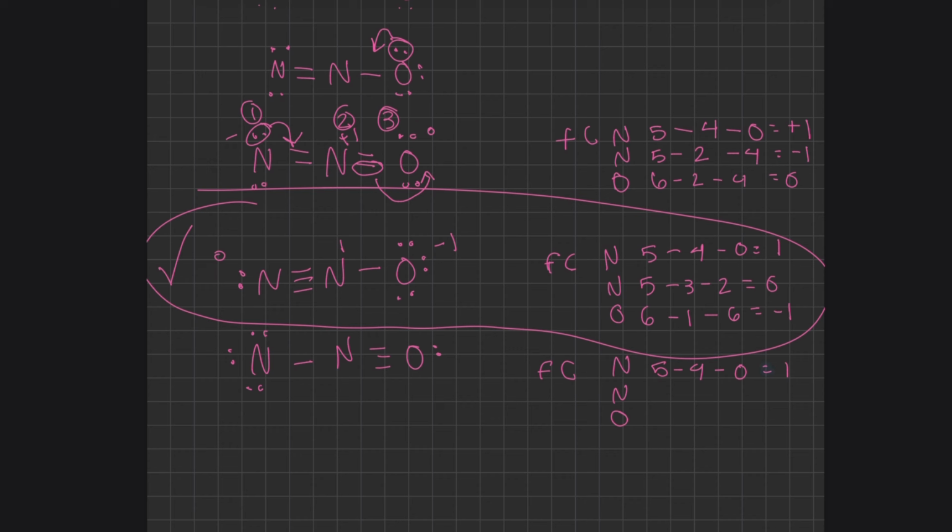So our central atom N is 5 minus 4 minus 0, so it stays 1. Our left nitrogen is 5 minus 1 minus 6. 5 minus 1 is 4, minus 6, negative 2. And then our oxygen will be 6 minus 3 minus 2, which is 1. Let me just let my video catch up.